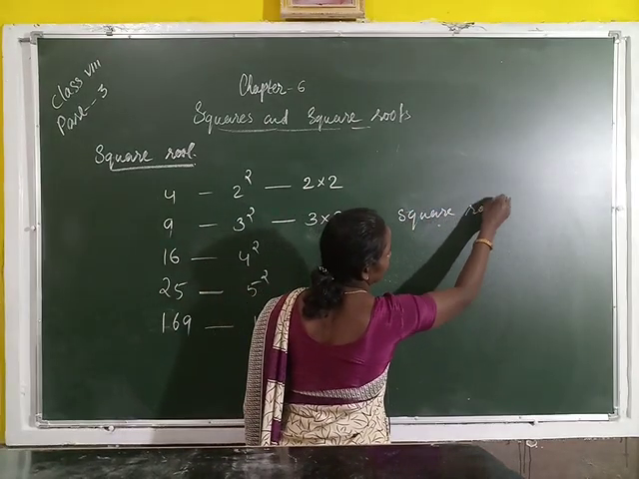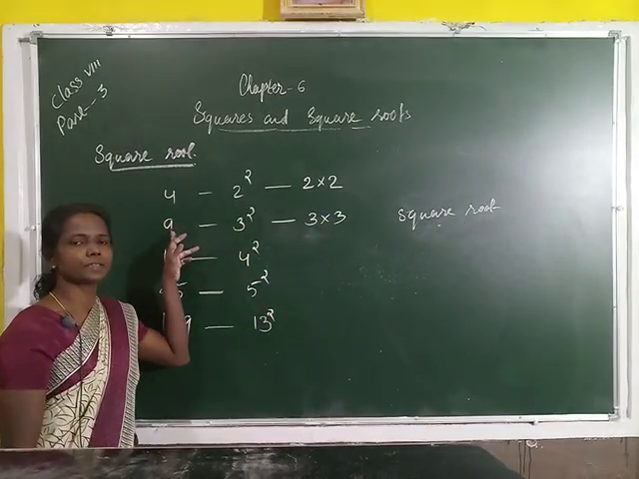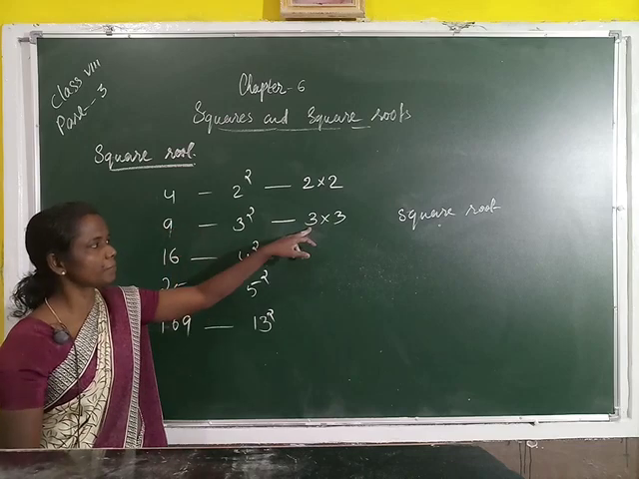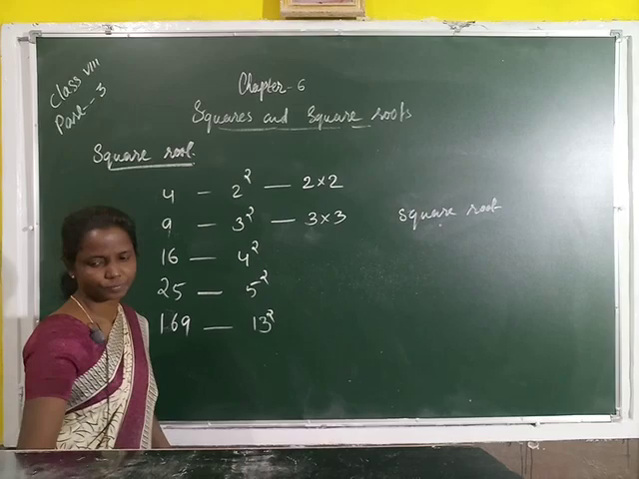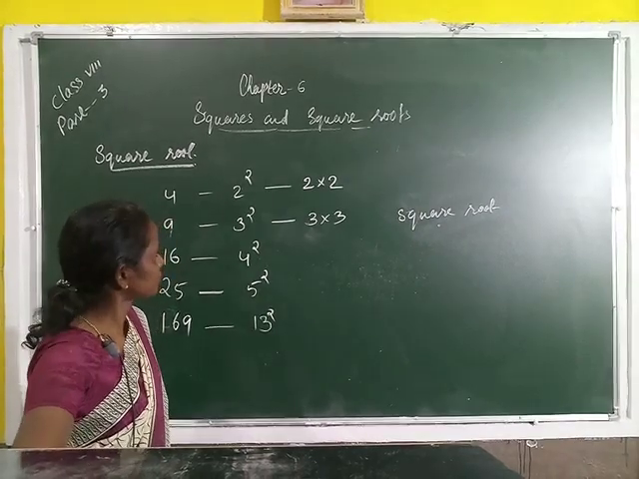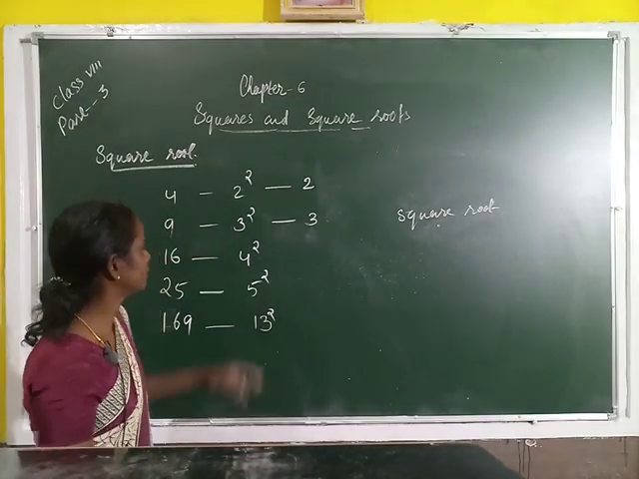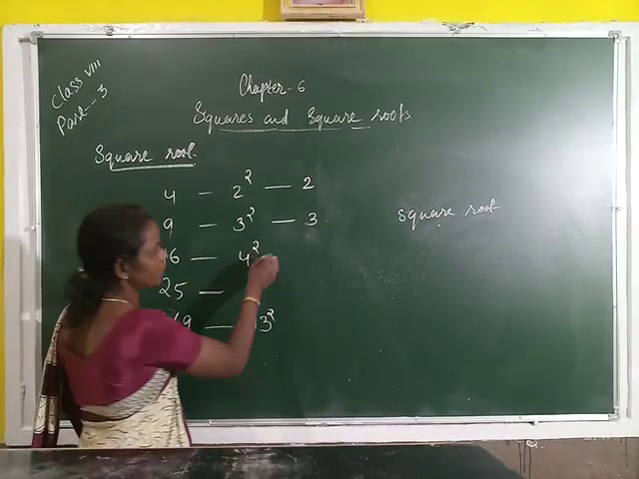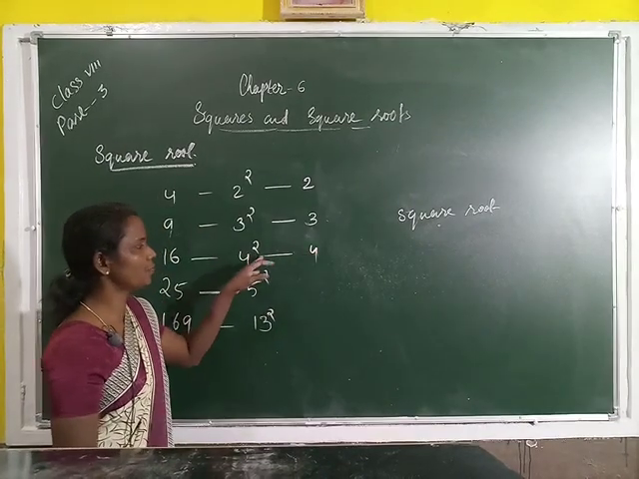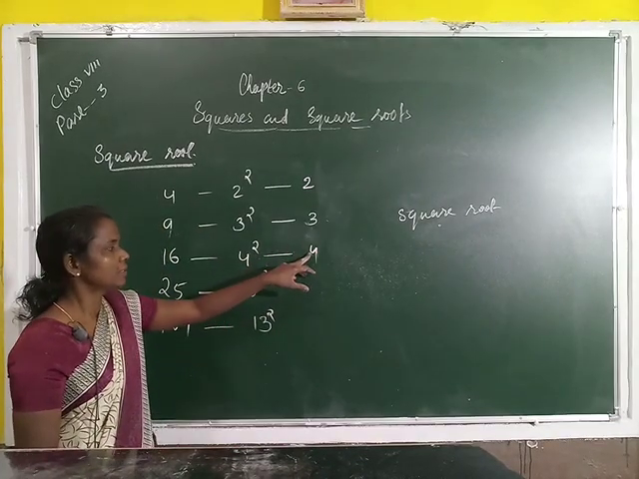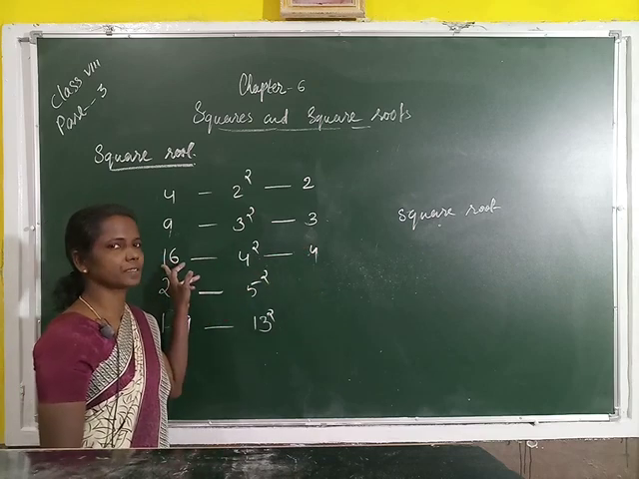Square root of which number? Square root of 9. 9 is the square of which number? 3. 9 is the square of 3. And 4 square means 4 multiplied how many times? 2 times. 4 into 4. Then this 4 is called the square root of 16.